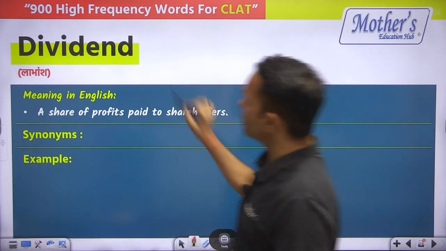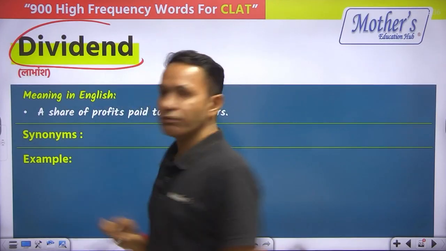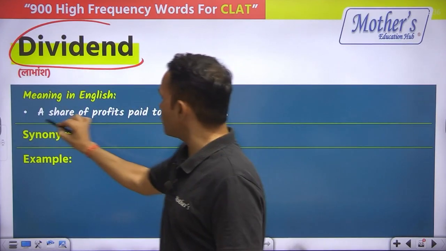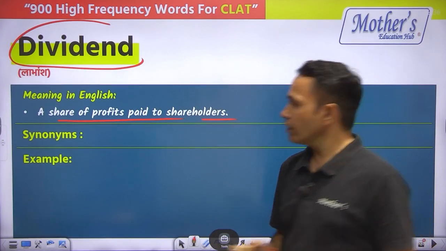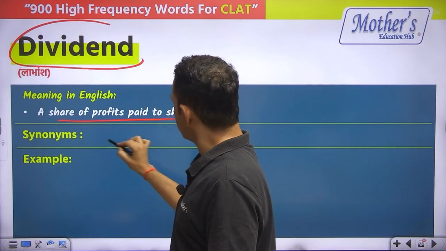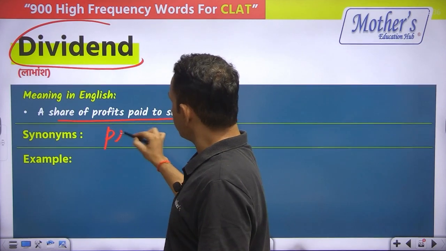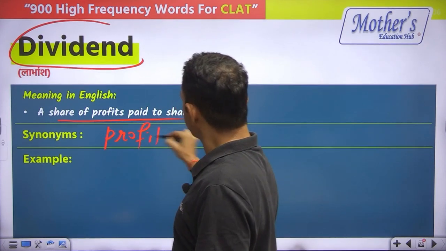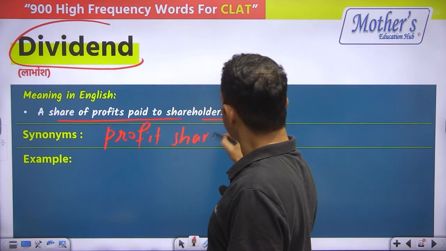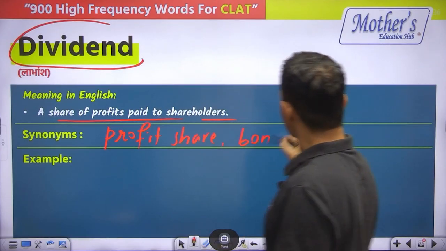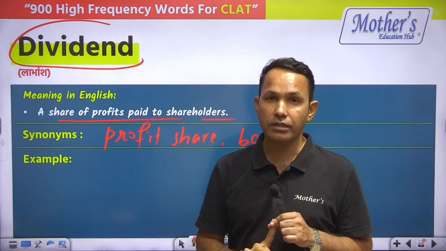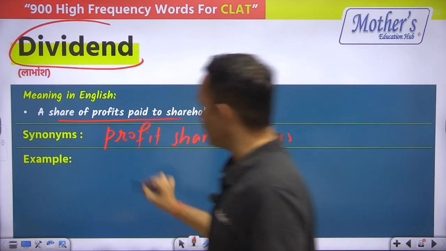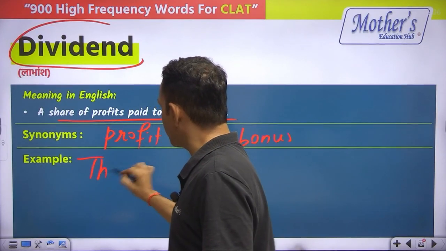Our next word is dividend. Dividend means a share of profit paid to shareholders by a company. So similar words are profit share, bonus. Let's use dividend in a sentence. The company pays high dividend. The company pays high dividend means high profit share.